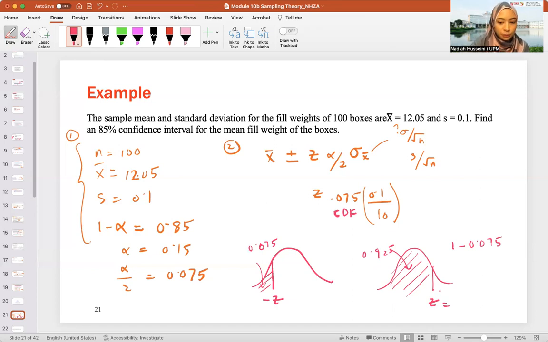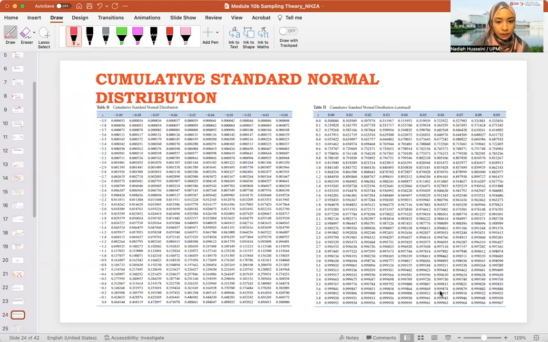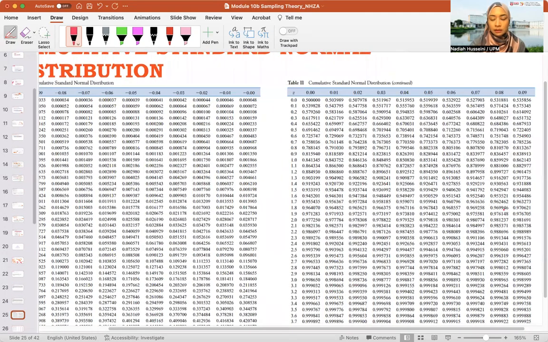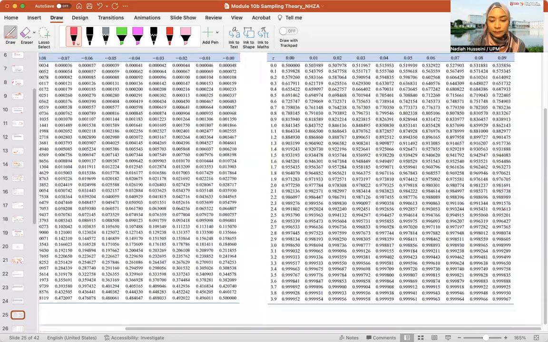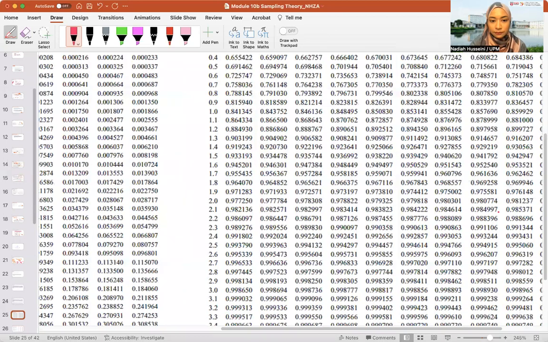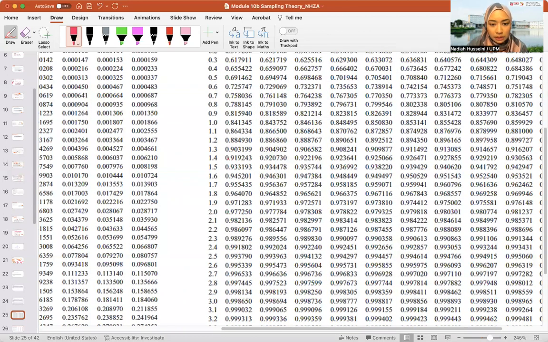So let's see, 0.925. I have it here, I'm prepared. Don't have to look at module 8. Okay, so it looks like it's around here, 0.925 over here, and that would be 1.44.